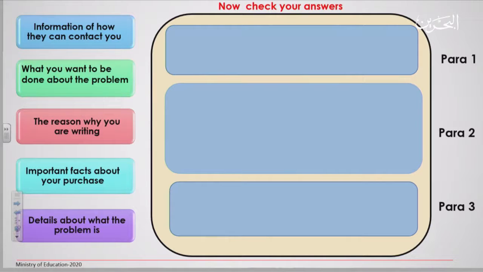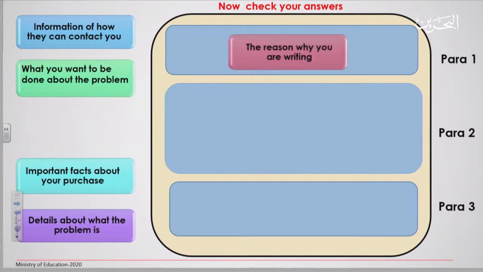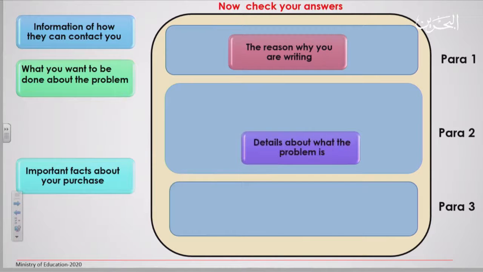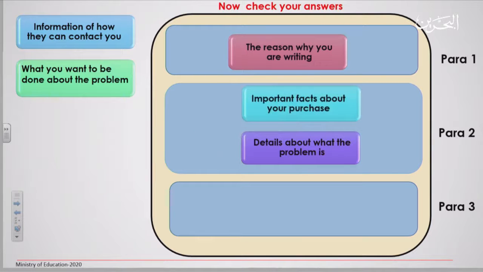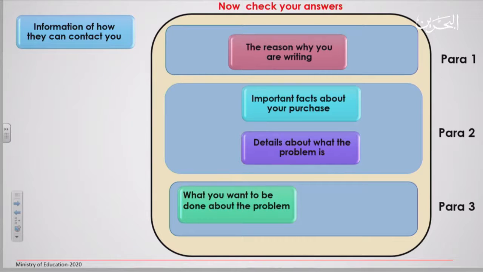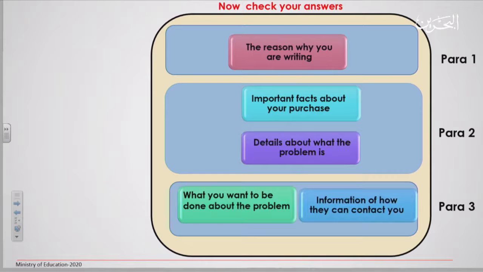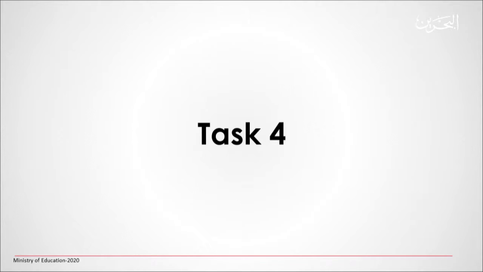Let's check our answers. Paragraph 1, the reasons why you are writing the letter. Paragraph 2, details about what the problem is. Again, in paragraph 2, important facts about your purchase. Paragraph 3, what you want to be done about the problem, and information of how they can contact you. This is the layout of a complaint letter. Task 4.